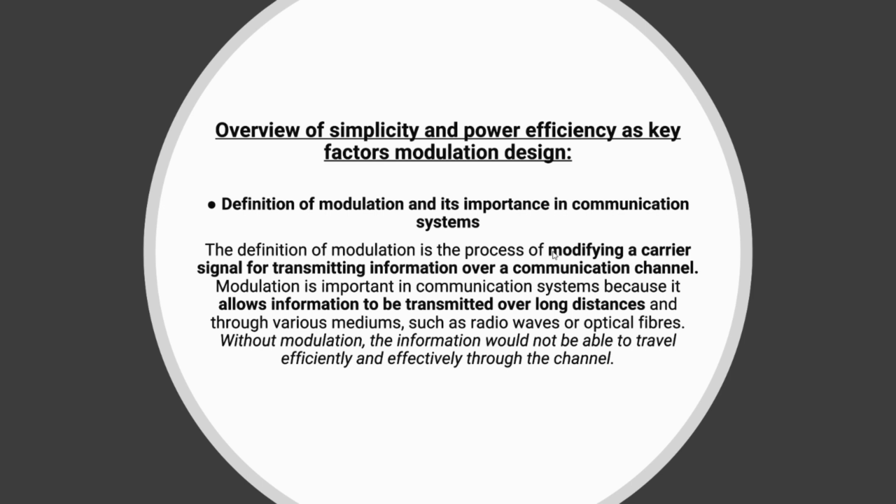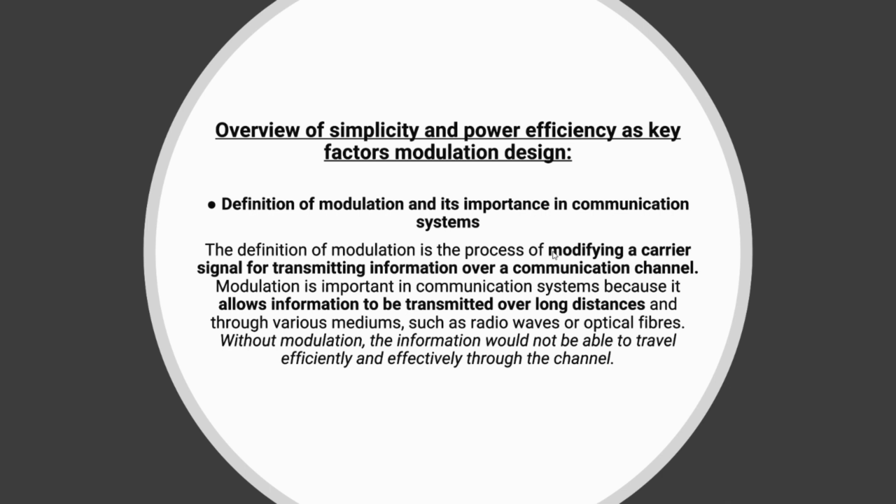What is modulation and what is its significance in communication systems? Modulation refers to the process of modifying a high frequency carrier signal to encode information and enable it to carry data over long distances. In a communication system, modulation is essential because it allows the signal to travel long distances without significant degradation or attenuation.